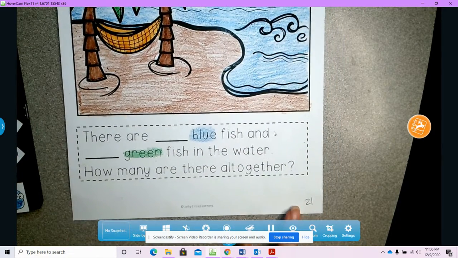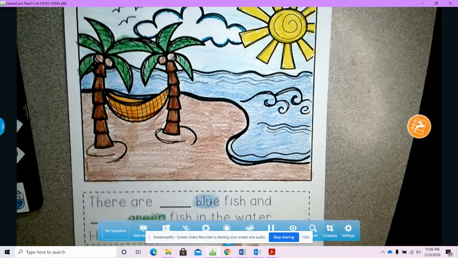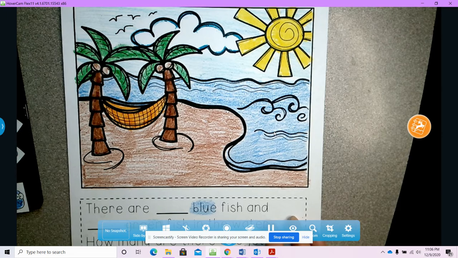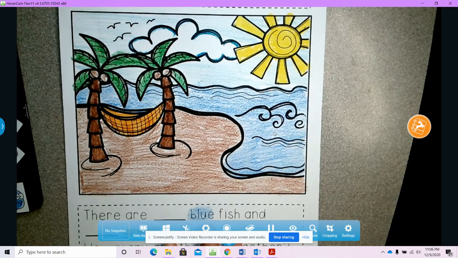So this is page 21. You took this out of your math packet. On this page, they're asking us to make a word problem. So remember, a word problem is a problem with words. It's kind of like a math story. So we're going to be telling a math story here.